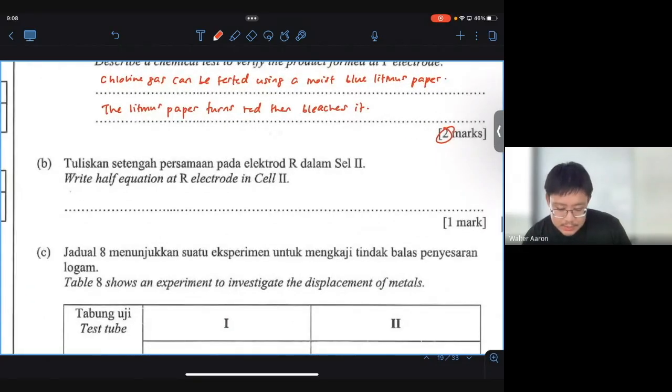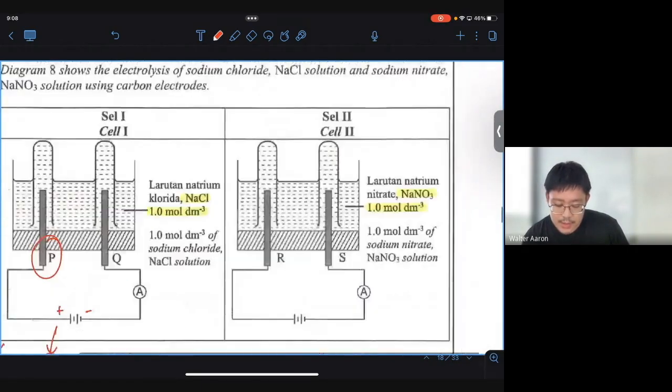Now, next, write a half equation at R electrode in cell 2. So electrode R will also be anode. Now you see, right now the anode has 2 different ions. We have OH minus and we have NO3 minus also. So since R is the anode, these 2 ions will be attracted towards it.